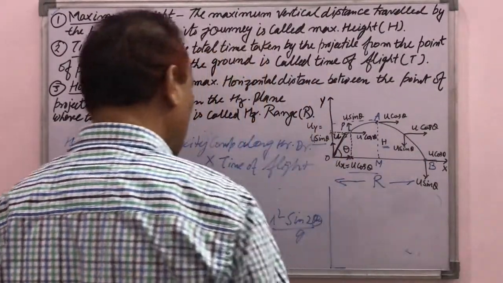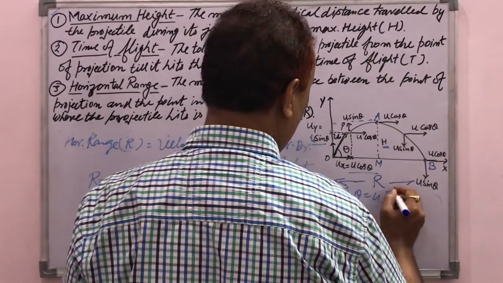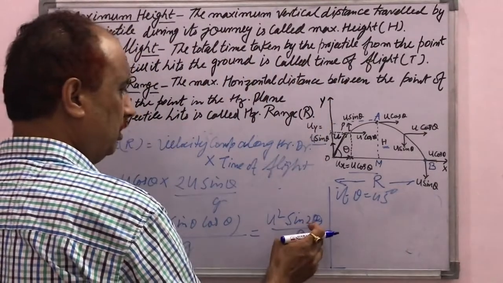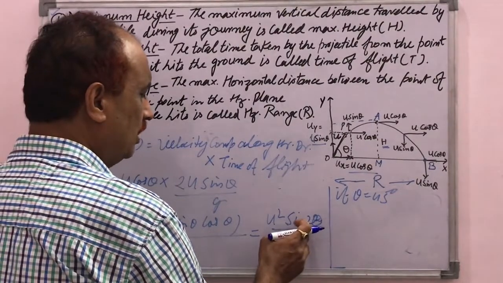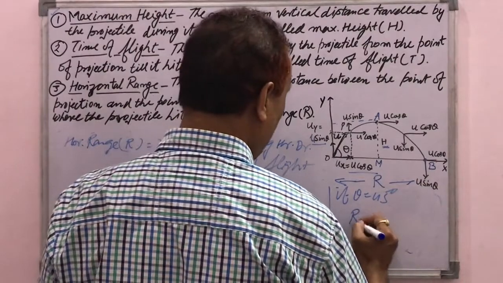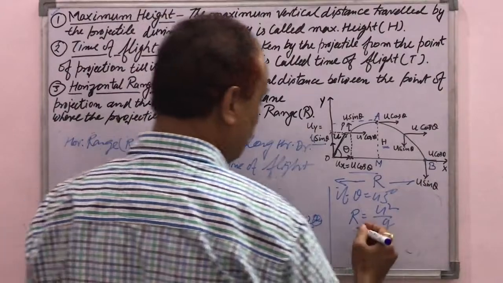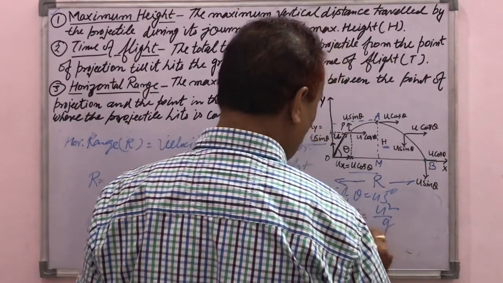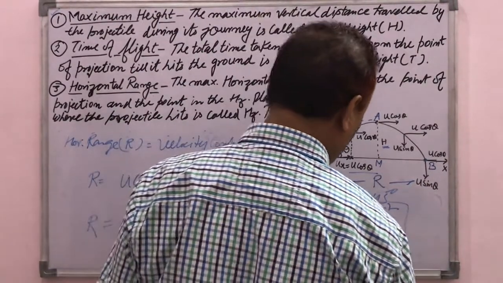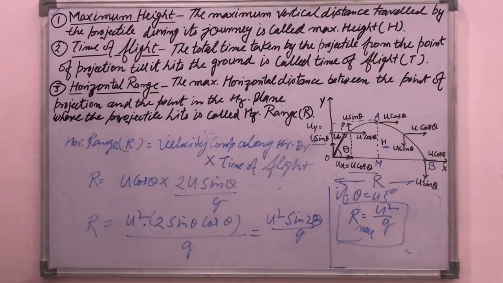Now, if theta equals 45 degrees, then 45 into 2 is 90, and sin 90 equals 1. So the value of R will be equal to u square upon g. This is the maximum range. So if any object is thrown at an angle theta equal to 45 degrees, the maximum range is achieved by the projectile. So these are the expressions of the projectile for the maximum height, time of flight, and horizontal range.